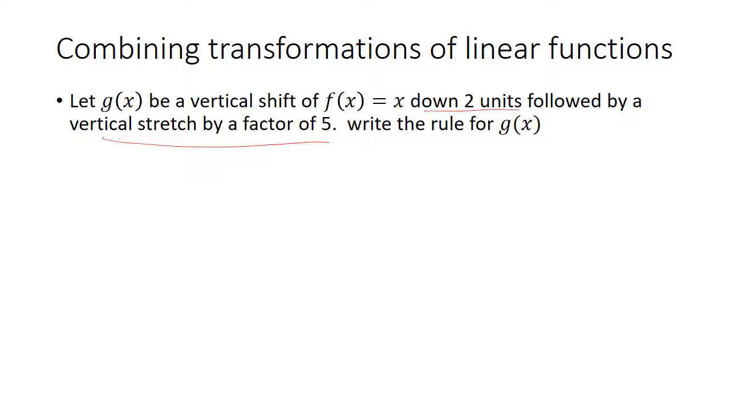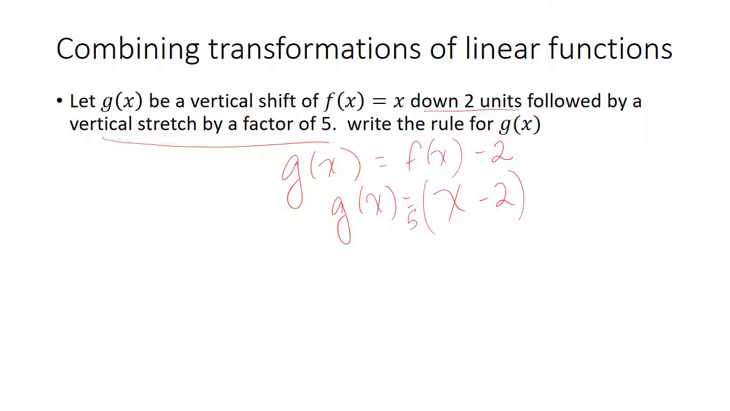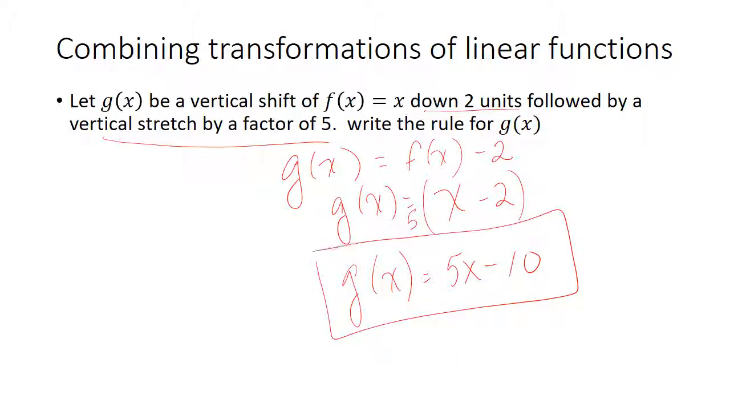All right? So we have our f of x, and we want to move it down. Instead of f of x, I'm going to write it as g of x. So g of x is going to be f of x down 2, which would be negative 2. So g of x equals x minus 2. That's my first transformation. Now I need to do a vertical stretch of 5. Remember, a vertical stretch affects everything. So I'm going to multiply all of it by 5, giving me g of x equals 5x minus 10. So that is our new rule for g of x.